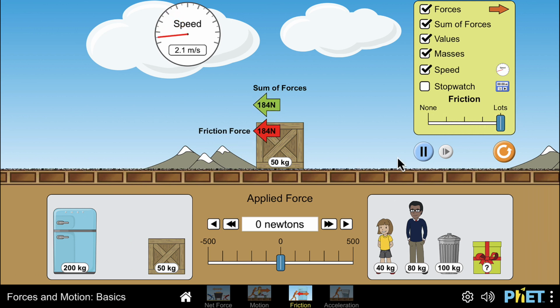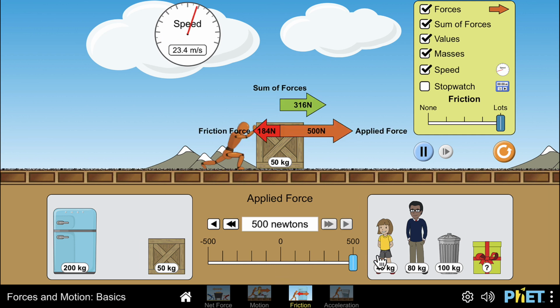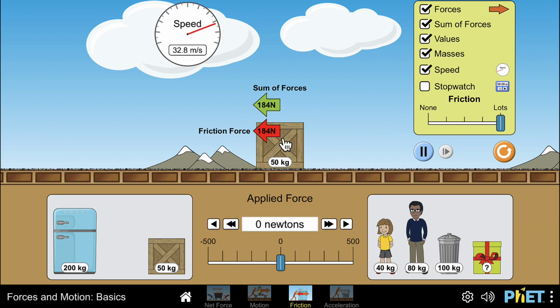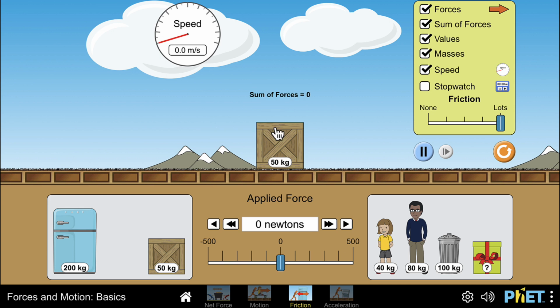Now let's put the friction to maximum. As you can see, the friction is 184 newtons. That's why there is so much acceleration to the left, slowing this down. Once it stops, there is no more friction. Or we can say there is no kinetic friction.